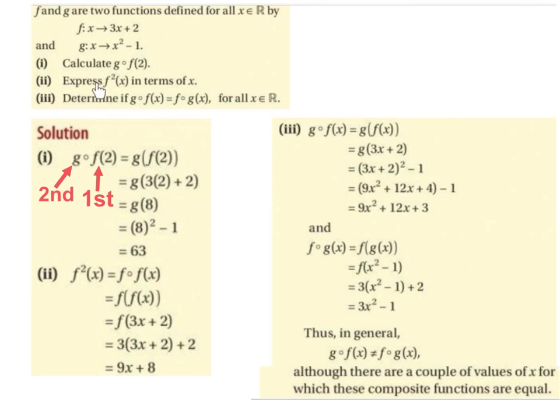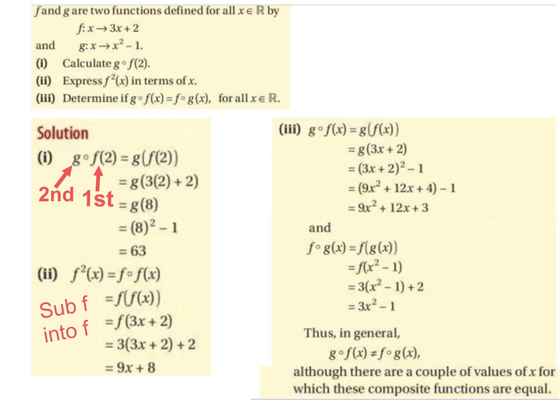So part 2, express f squared x in terms of x. So what this means is we actually substitute our f function into our f function. So it becomes f of f of x. So we take our f of x function, which is 3x plus 2, and we're going to swap that x for 3x plus 2. So f of 3x plus 2 becomes 3 multiplied by 3x plus 2 plus 2.